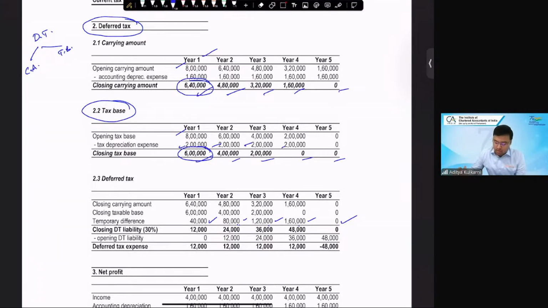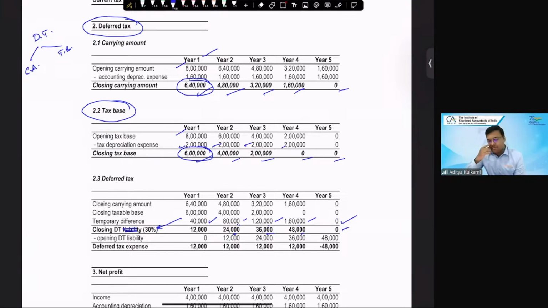Now, closing deferred tax. For the time being, let us forget liability. Closing deferred tax will be nothing but temporary difference into tax rate. So 12,000, 24,000, 36,000, 48,000 and 0. Is it okay till now? Yes, sir. All right.